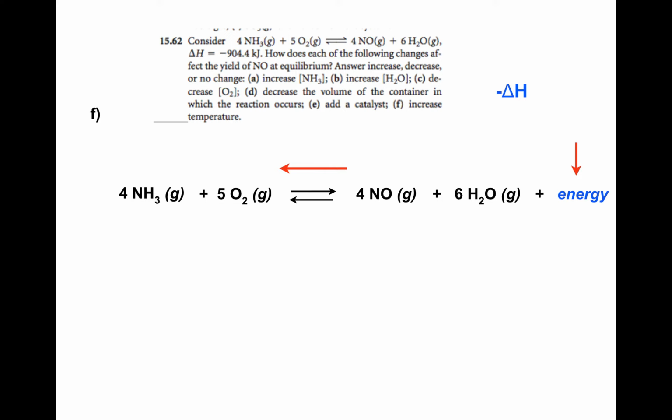So these are things you need to know, right? It's important. We want to shift the equilibrium in the direction we want to shift it. So 62, put a little star on it. Know how to do this.